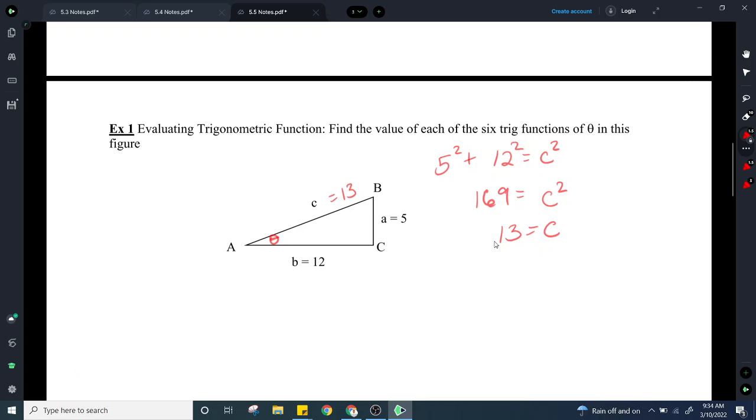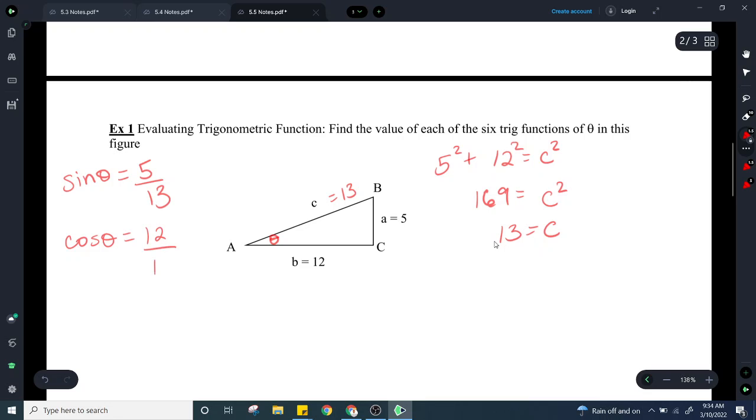So going from there, we can go through our 6 functions. The order you do them in doesn't matter. If we follow SOHCAHTOA, we'll do sine first. Sine would be opposite over hypotenuse. So if theta is here, sine would be 5 over 13. Cosine theta would be the adjacent over the hypotenuse, so it'll be 12 over 13. And then tangent, of course, will be the opposite over the adjacent, so 5 over 12.